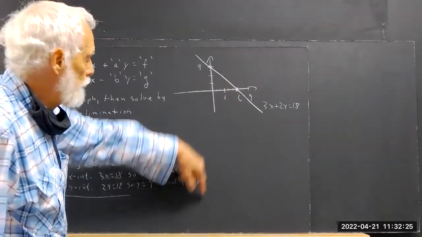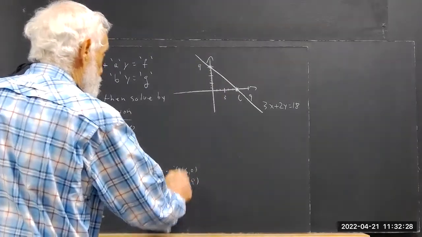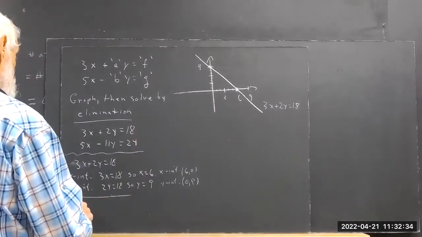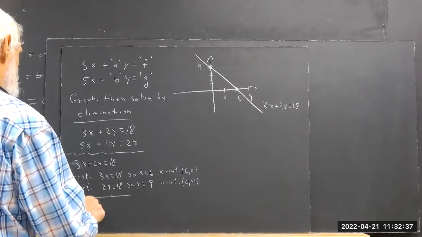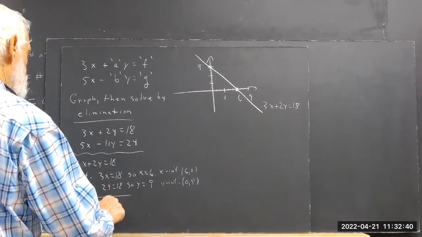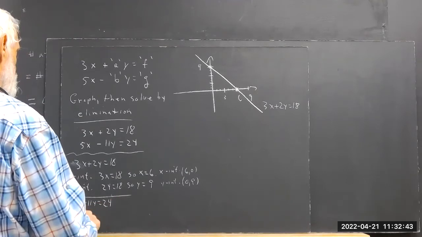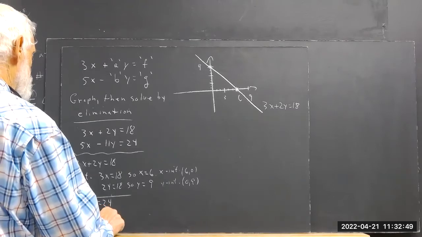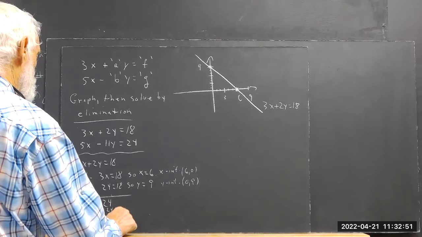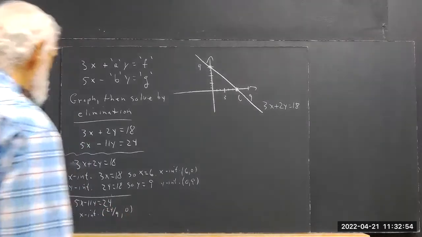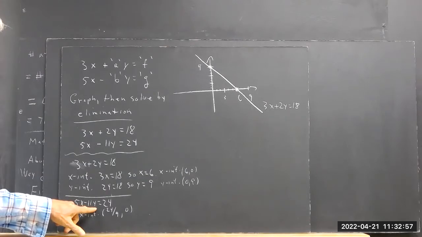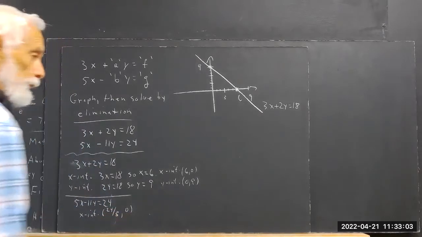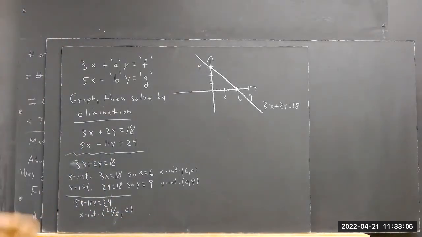We plot 6, 0 and 0, 9 on our graph and draw a straight line. We got our model. And then for 5x minus 11y equals 24, I'm not going to write it out. The x-intercept is going to be 24/9, 0. Clearly, if y is 0, it's 24/5. I don't know where I got 9. 9 was still bouncing around in my circuits here, and that's what got written down.